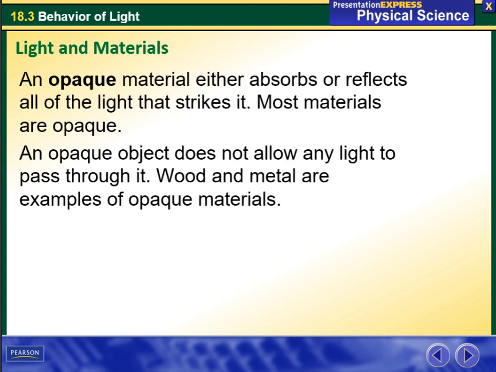An opaque material either absorbs or reflects all of the light that strikes it. Most materials are opaque. An opaque object does not allow any light to pass through it. Wood and metal are examples of opaque materials.